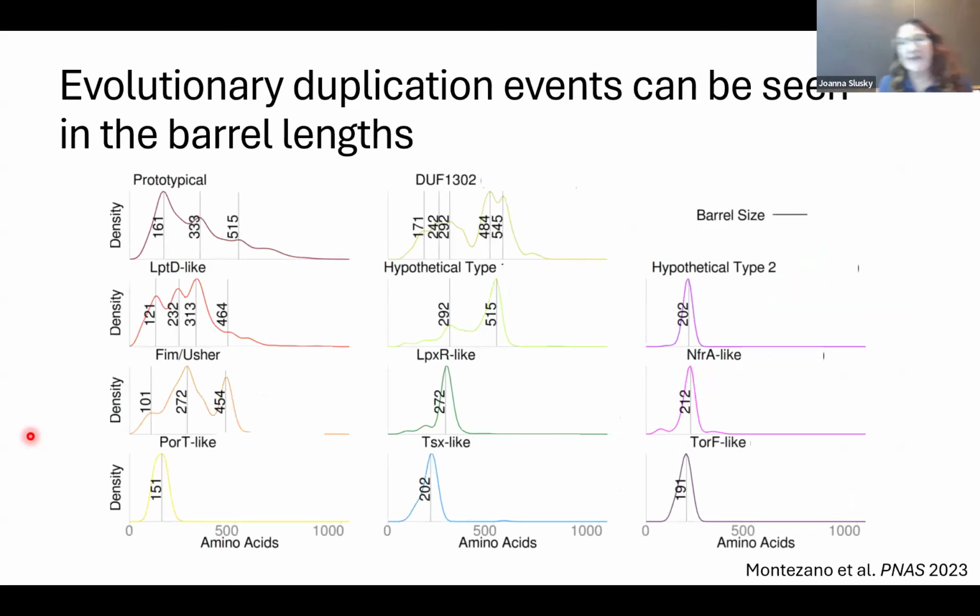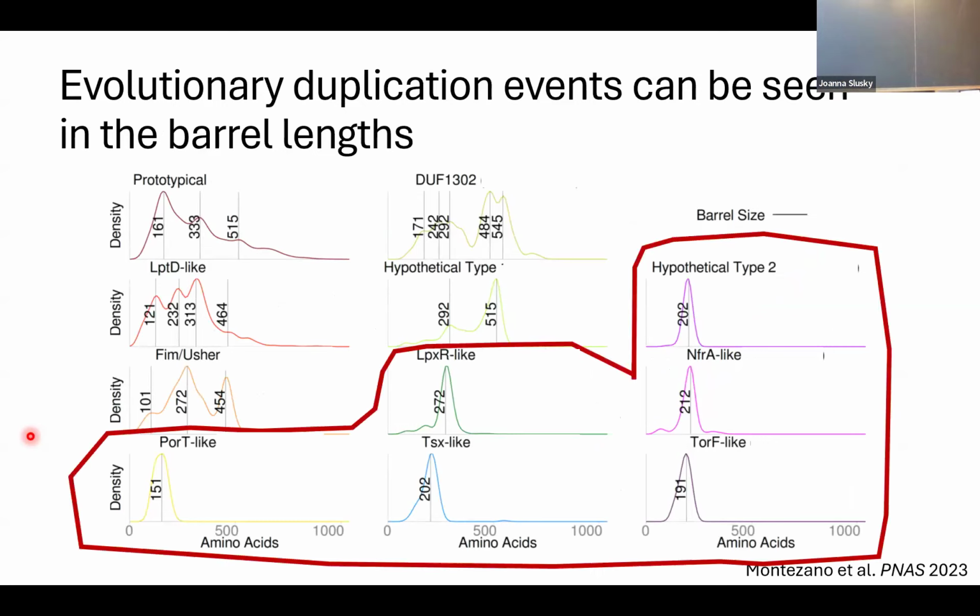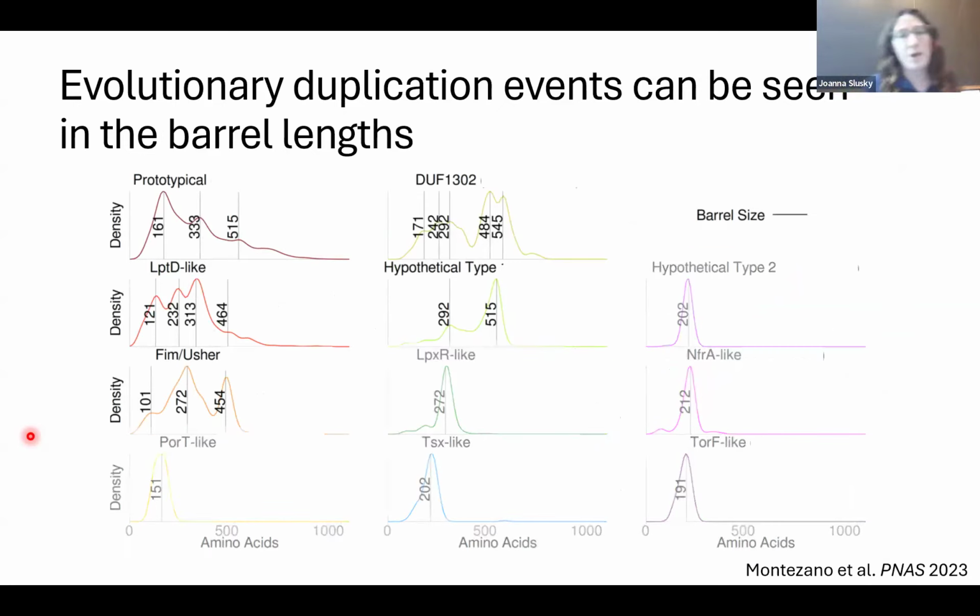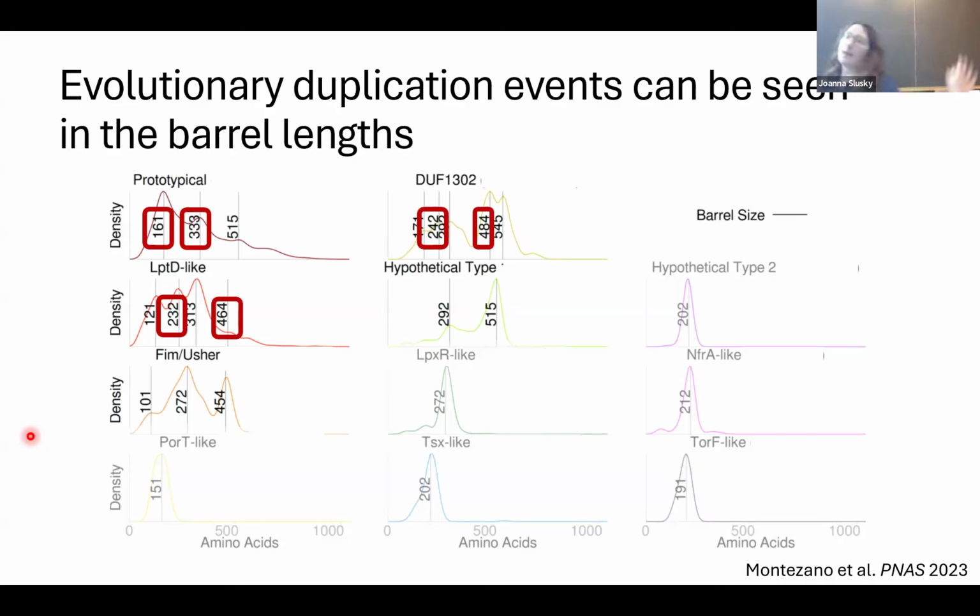So then we looked at the lengths of these proteins, of just the barrels, I should say. And for a lot of them, there was just a single node. Okay, so you're not seeing a lot of evolutionary duplication for that group. But for the other parts, you are seeing evolutionary duplication. And in fact, I would argue that you're really seeing duplication, because 161 is about half of 333, and 242 is exactly half of 484, and 232 is exactly half of 464. So we're seeing these duplication events that I was telling you about before, all throughout nature, which is pretty cool.